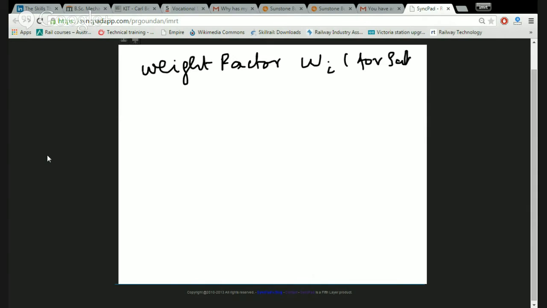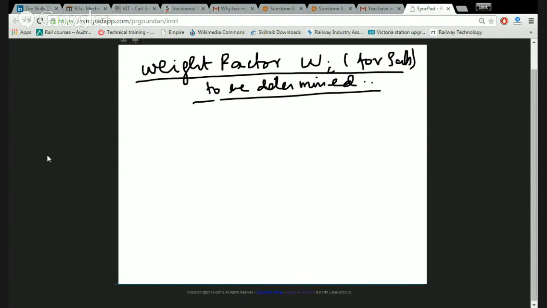Given all these assumptions, now we have to, as usual for the previous method, determine the weight factor Wi for the subsystem. Now, how do we do this? The next step is this.